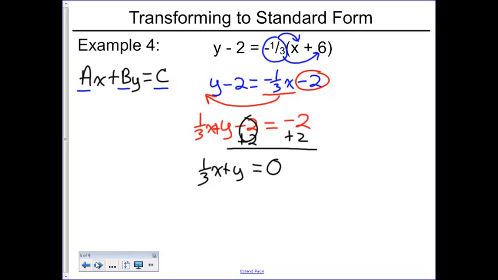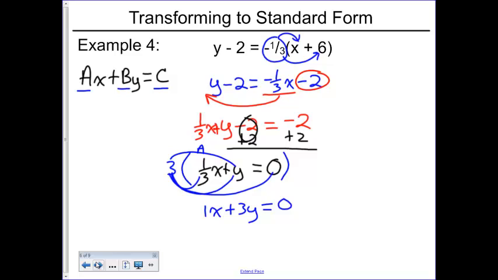0. Now, a lot of students aren't very comfortable with that because we have a 0 on the other side, but that is correct. Now, the only problem with this is that the a value is a fraction. You can't have fractional values. So the way we get rid of that is we don't multiply by a reciprocal, we multiply by the denominator, the least common denominator, which is 3. So 3 times here, and times here. 3 times a third gives you 1x. 3 times the y gives you plus 3y. And 3 times 0 is just 0. So my final equation in standard form is just 1x or x plus 3y equals 0.